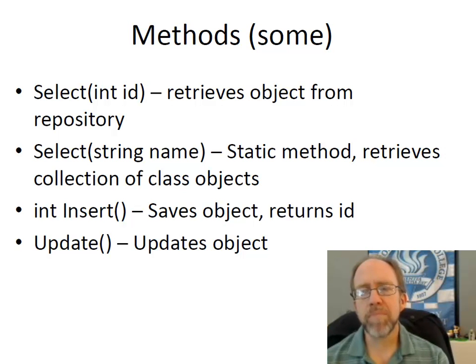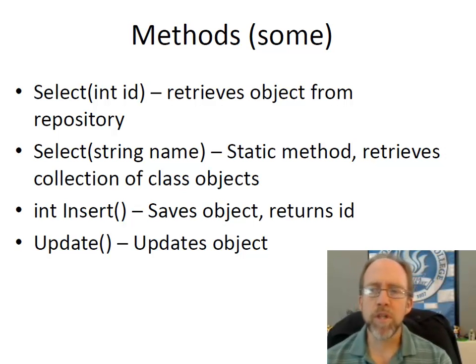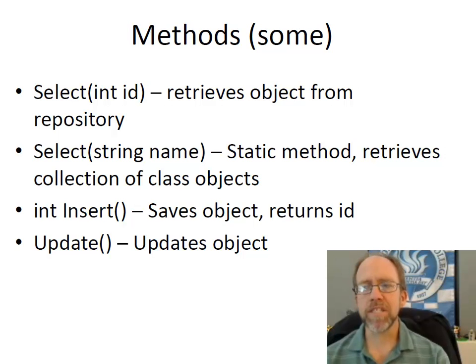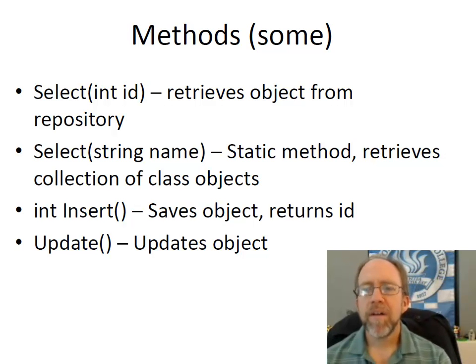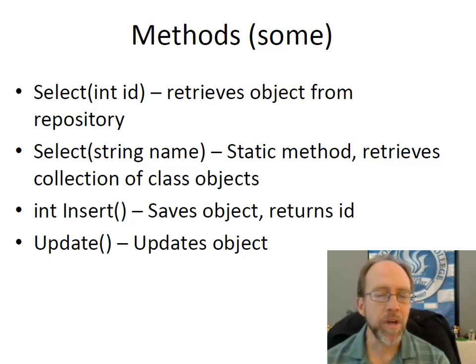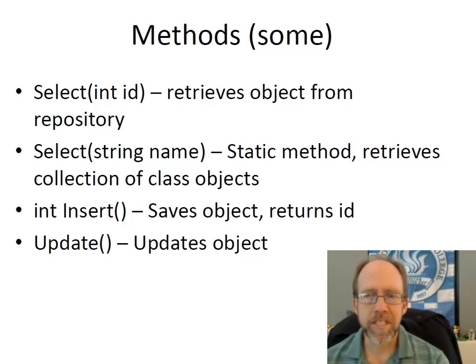Also, let's say you do select by and you pass it the name. Well, because multiple objects can have the same name, even if they're of the same class, this is a static method, and it retrieves a collection of these objects. And then you can go through those objects and figure out which one you want. Simple one, insert. The first time you have that object instantiated and you want to save it, you can call insert, and it actually returns the ID and sets the ID of the object so the object knows its own ID.